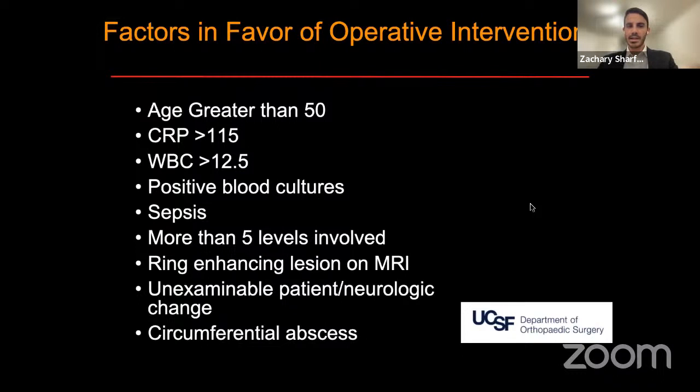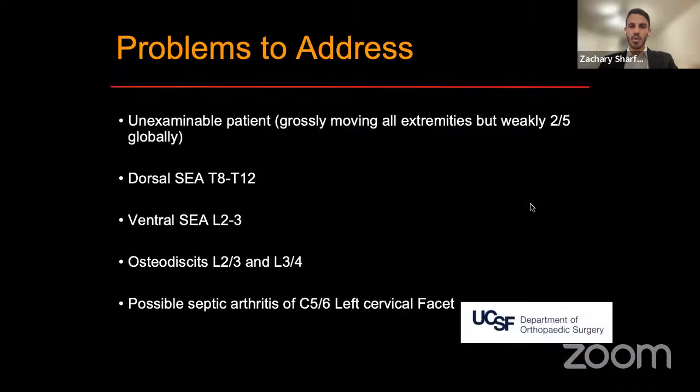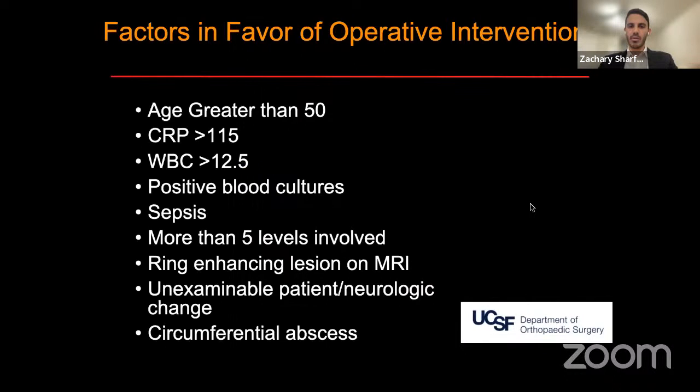So I think something to consider in this case specifically is factors that are in favor of operative intervention versus medical management. This patient's age, he was older than 50, his CRP was elevated, his white blood cell count was elevated, he had positive blood cultures, he was septic, and more than 5 levels were involved. Furthermore, he had a ring-enhancing lesion on MRI, which implies that blood flow to the actual abscess is limited and that medical management with antibiotics is going to have limited effect.